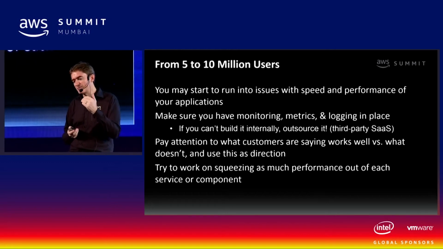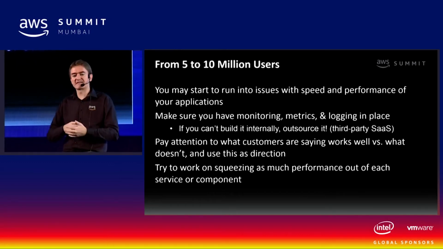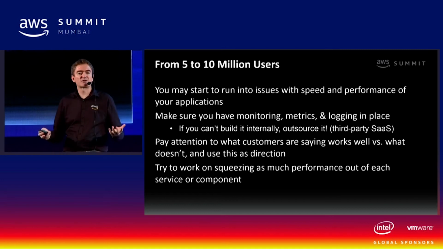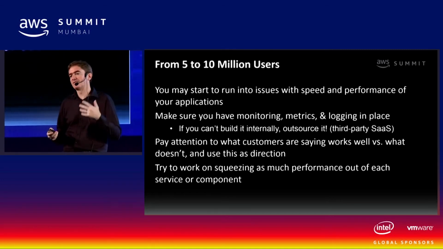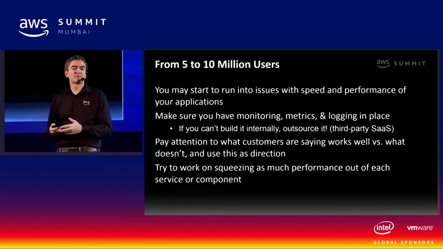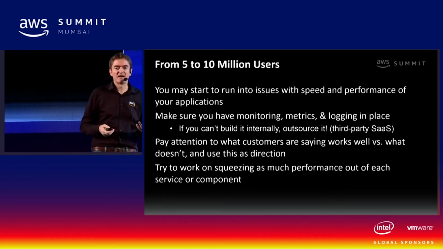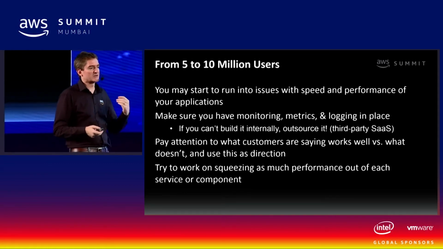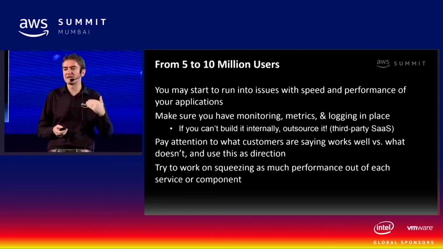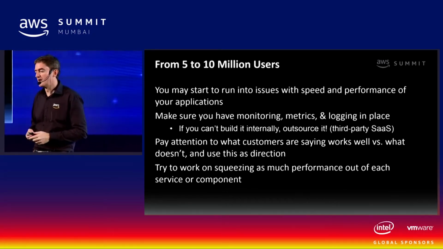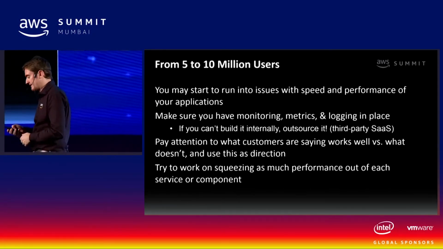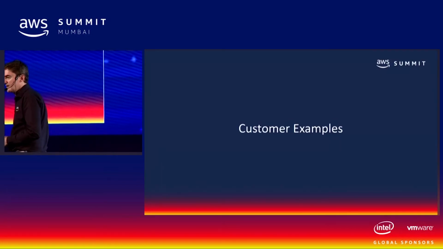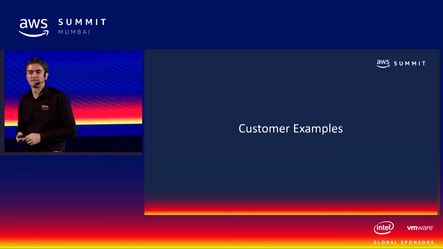So then you can look at things like, for example, let's say somebody wrote a component of a microservice in PHP and it's not performing very well. Maybe you decide to put that into C++ to get that extra performance because it's a very compute-intensive workload and you need it to be as efficient as possible. That's the type of thing that you would do at this stage. So let's look at some customer examples.